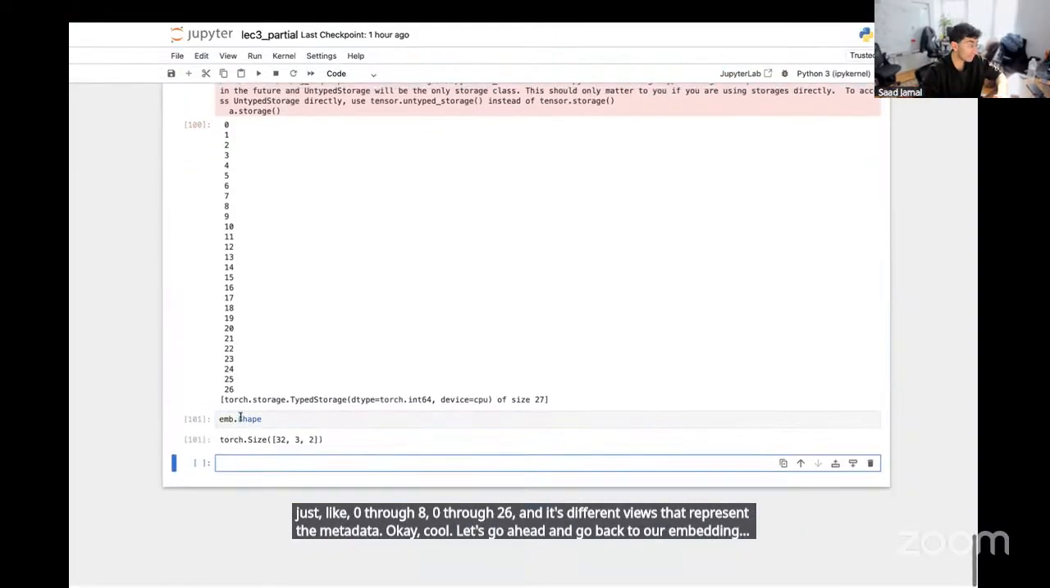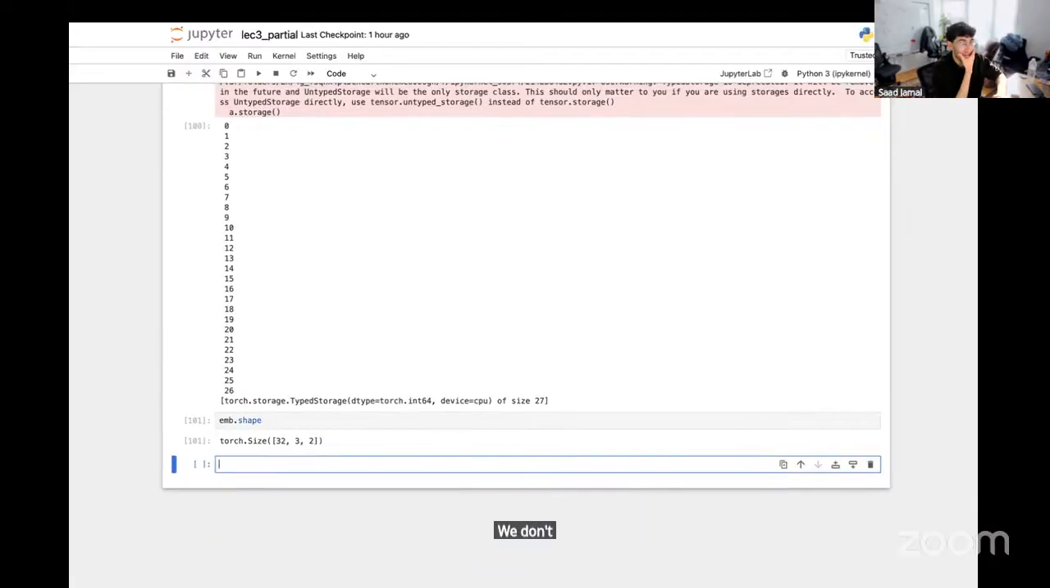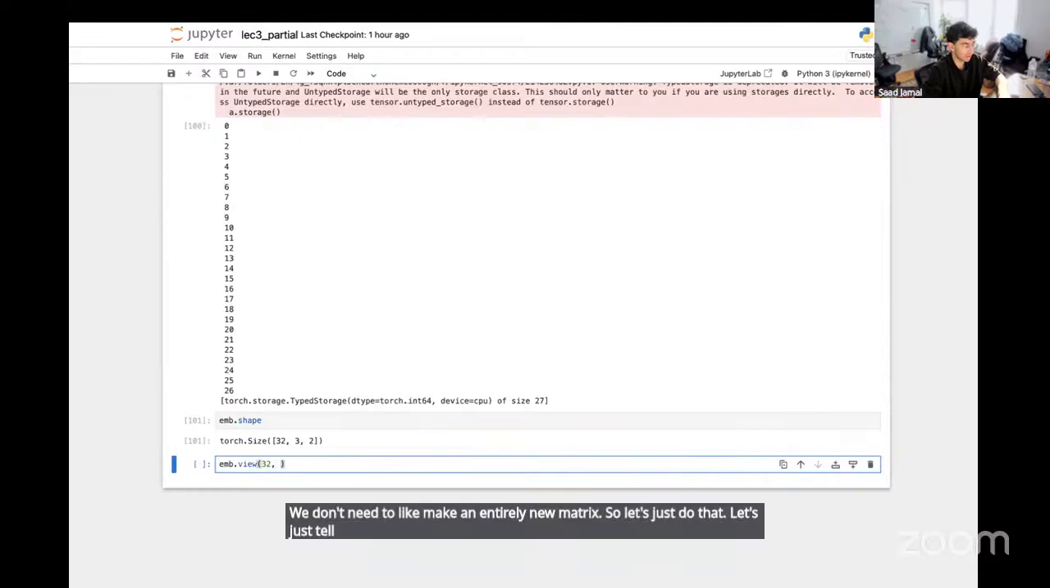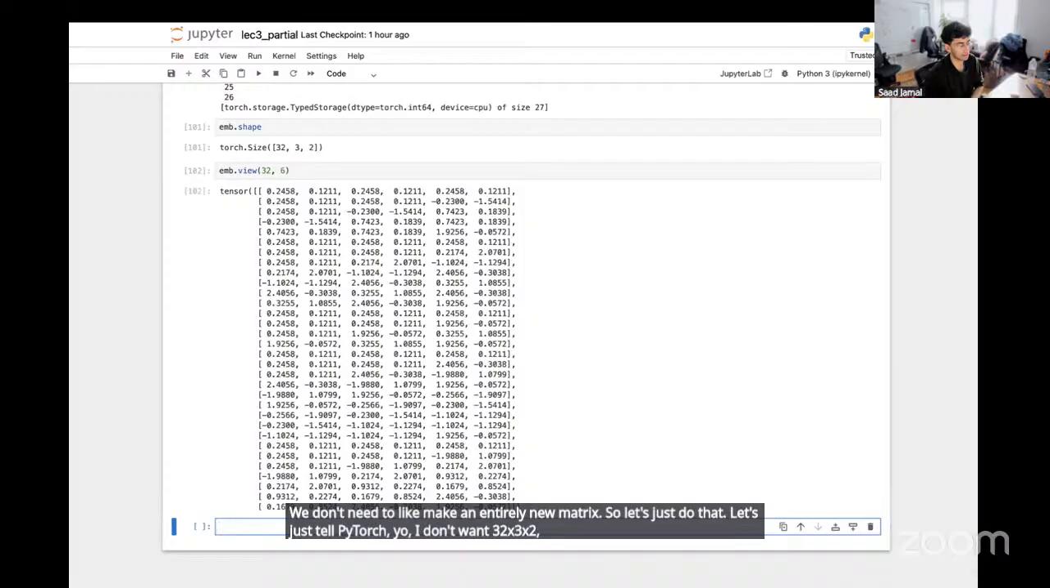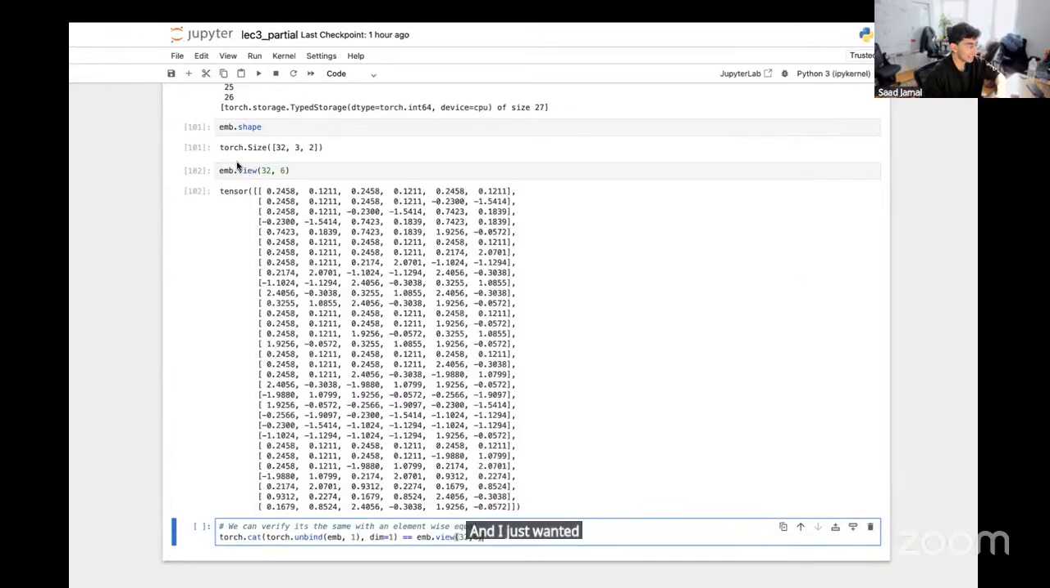Okay, cool. Let's go ahead and go back to our embedding. We just want to have a different view. We don't need to make an entirely new matrix. So let's just tell PyTorch, yo, I don't want 32 by 3 by 2. I want 32 by 6. Wow. Okay, Saad, you took us on such a long detour to tell us that PyTorch had literally the exact same thing. And I just wanted to show you that yes, it is the same.